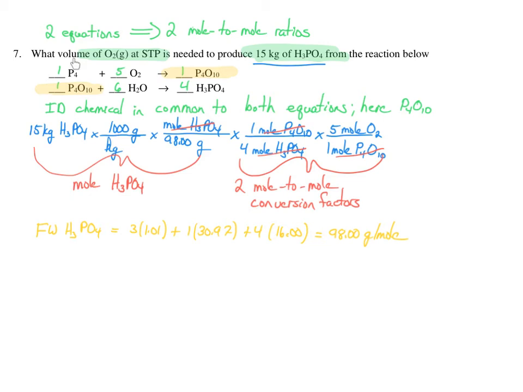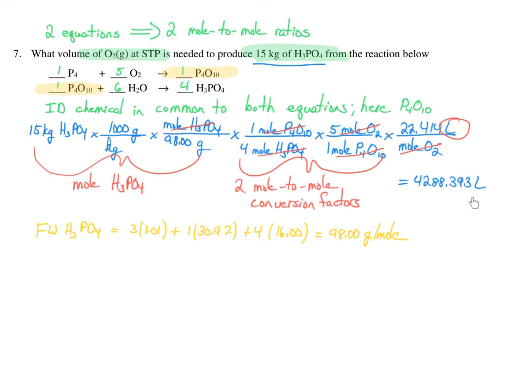The last step is to convert moles of oxygen to volume of oxygen at STP. We remind ourselves that a mole of O2, or any gas at STP, is equivalent to 22.414 liters. We've set this up correctly, so the moles of O2 cancel out. The only unit that survives is liters, which is exactly the unit we want. We do our math, we get our numerical answer.